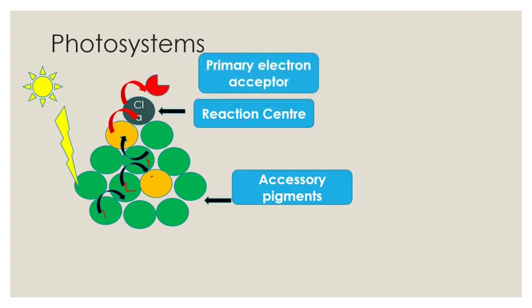What is the role of the primary electron acceptor? How does it then further transmit the electron? We will study in the next video. But I hope you have understood how all the accessory pigments are helping in harvesting the solar energy, and they are passing the electrons to the reaction centers.